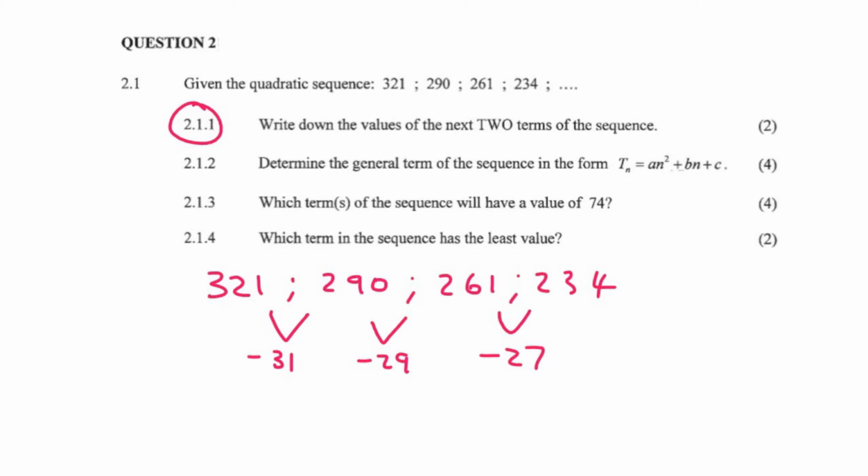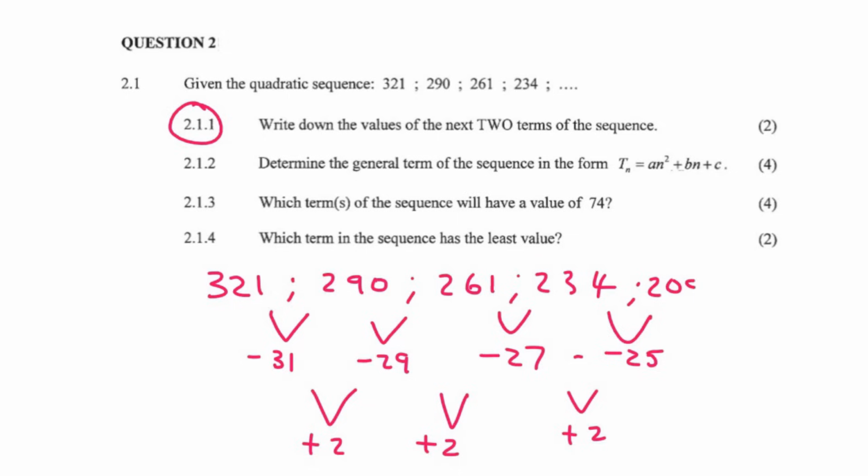Then if I go one row down, I can see that that would be positive 2. So what I did is I said minus 29 minus 31, and that gives me positive 2. And then over here it would be positive 2. So remember, a quadratic number pattern stays constant in the second row. And so I can then add another 2 over here, which would make this minus 25. And so 234 minus 25 would give you 209. And then if I just keep going on with the pattern, this would be minus 23. And so 209 minus 23 would be 186. So the next 2 terms would be 209 and 186.